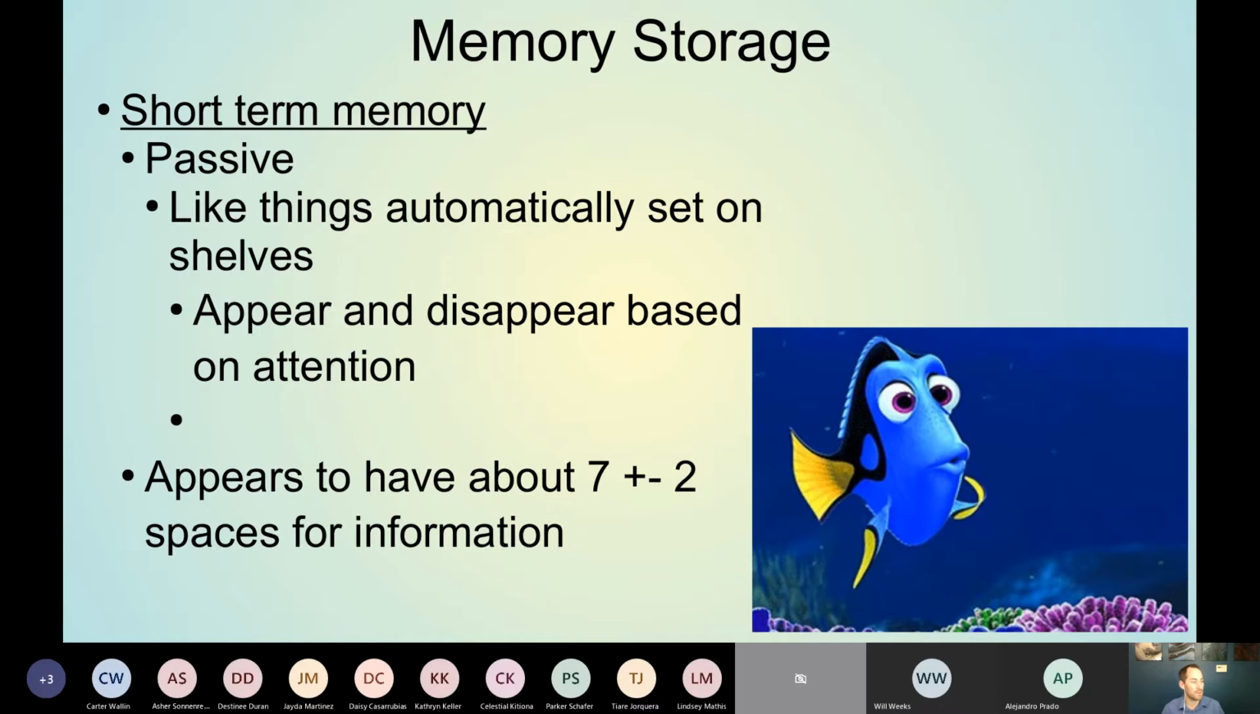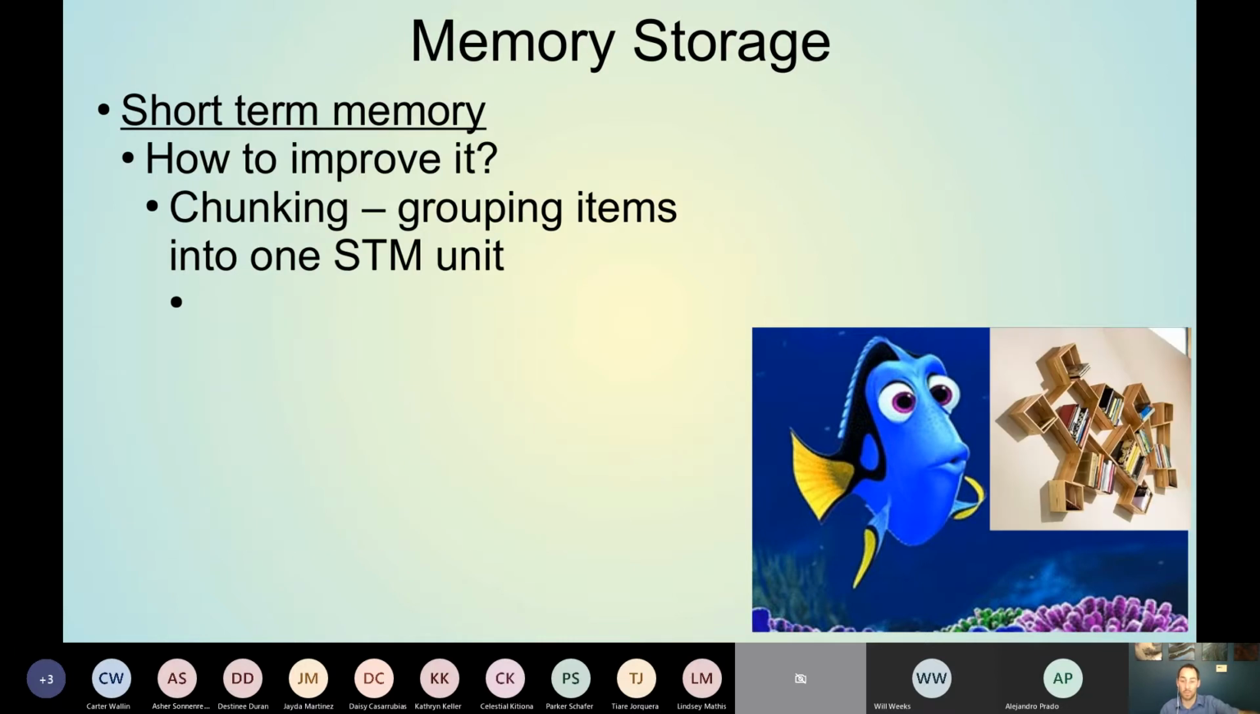So our short-term memory does appear to have about 7 plus or minus 2 spaces for information. So you could say 7, so 5 to maybe 9 shelves to put things on in this buffer. So how can we improve that? How can we improve our short-term memory? One way is to chunk things together, group things together so that multiple groups that are meaningful together can fit on one of those shelves together.